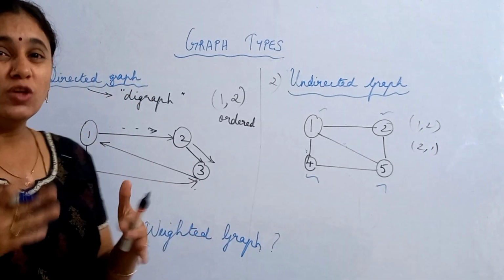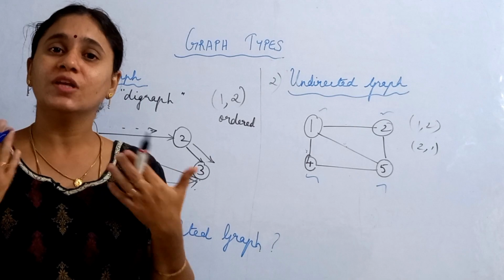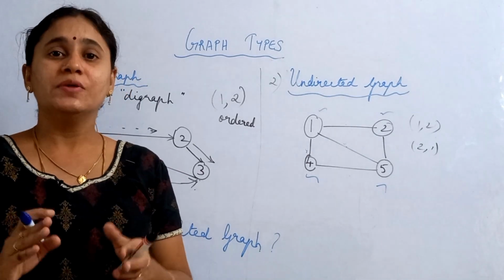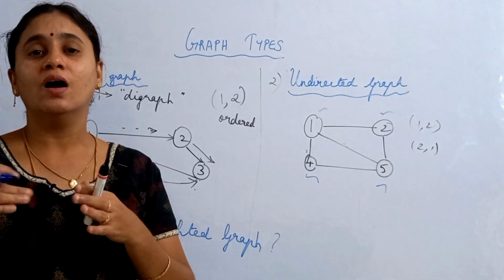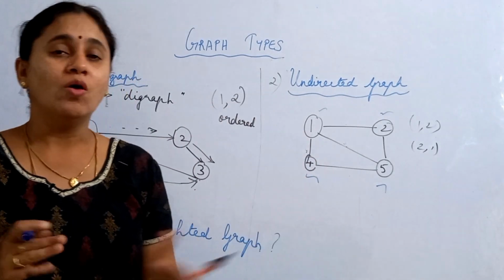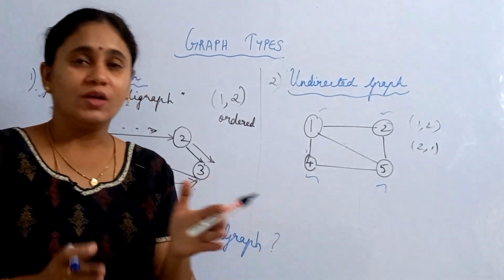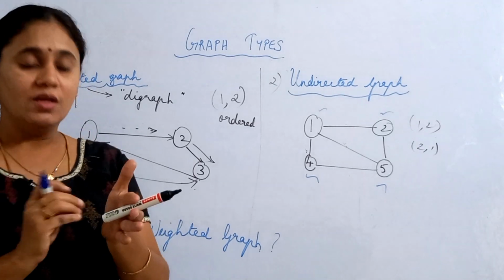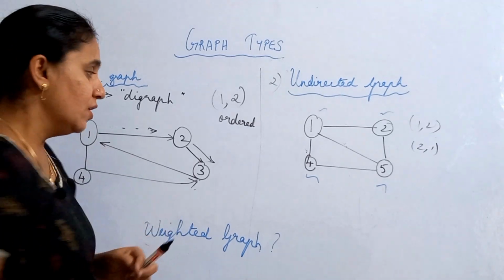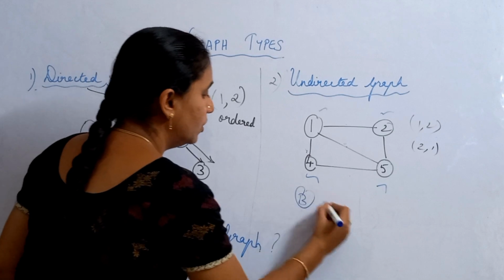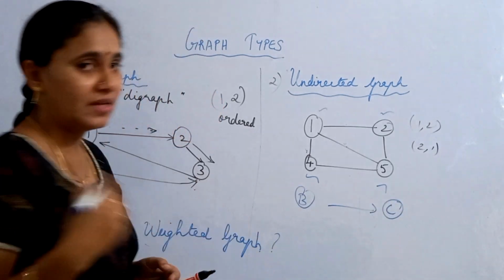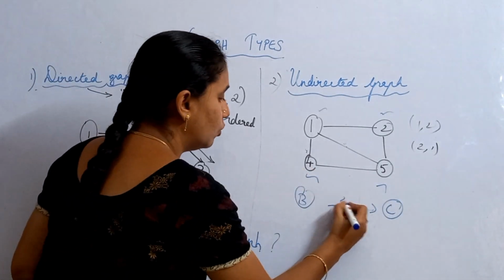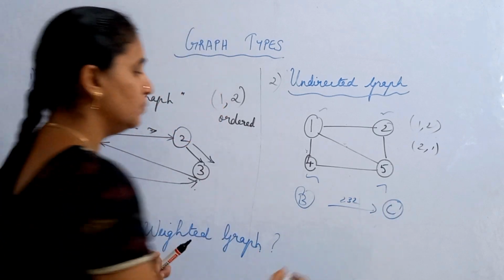So what is the meaning of a weight? I just want to tell you with an example. For example, if I want to travel from Salem to Chennai or from Bangalore to Chennai, what is the actual kilometer to travel? So all these things will be making a note of it. For example, from Bangalore to Chennai, if I just want to travel, I will be seeing the total number of kilometers.